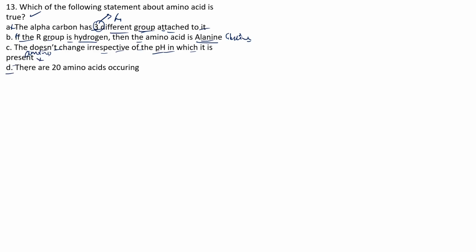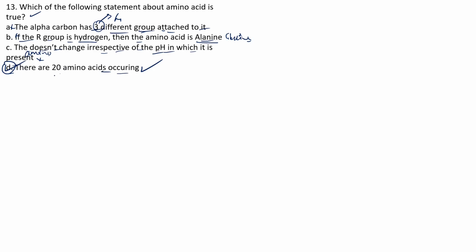And in option D we have that there are 20 amino acids occurring. Exactly, we have 20 amino acids. If you refer to any higher biology textbooks, mainly biochemistry, they even mention that there are 21 amino acids, and the 21st amino acid is called selenocysteine, which is a modification or derivative of serine, if I remember properly. So I think the right answer here is option D, that there are 20 different amino acids occurring. That is our true statement and the right answer for this question.